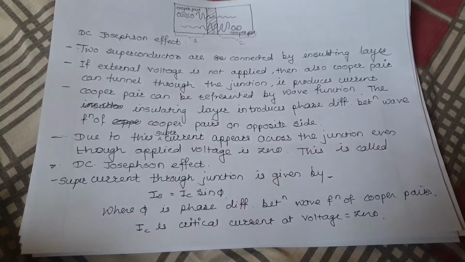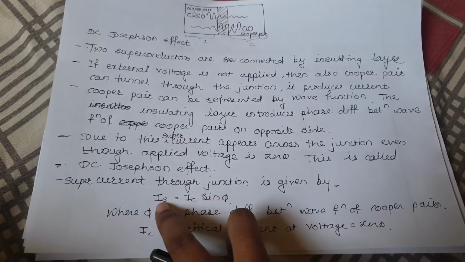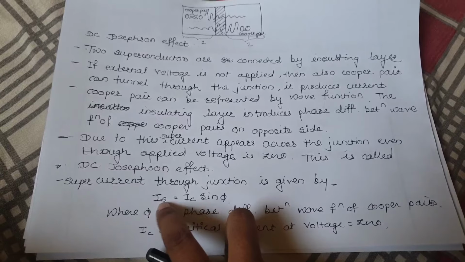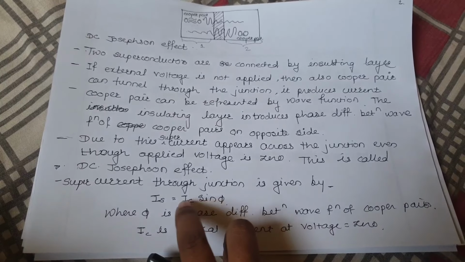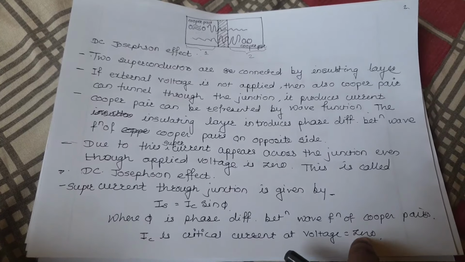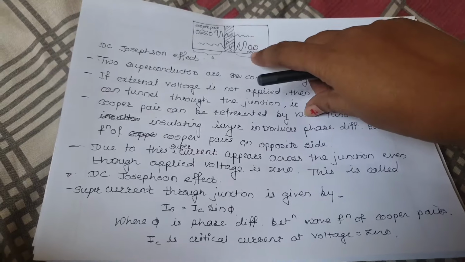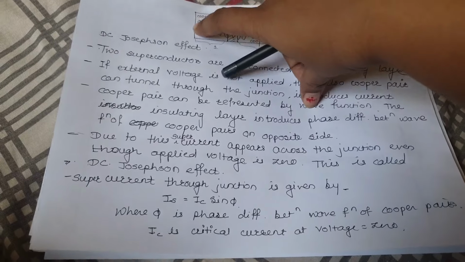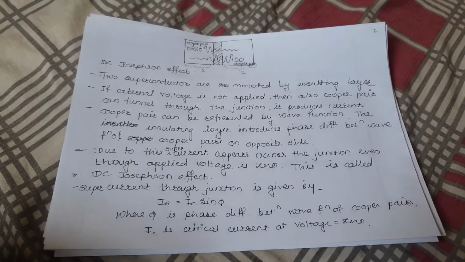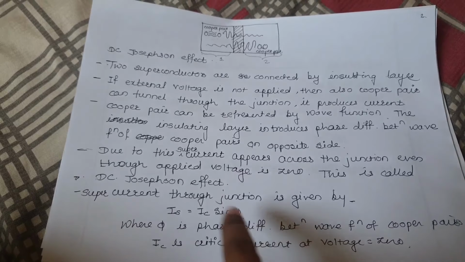Then how much supercurrent will there be? It can be given by Is. S stands for super, I is current, so supercurrent is equal to Ic sin phi. Here Ic is the critical current at voltage equal to 0, and phi is the phase difference between the wave function of this Cooper pair and this Cooper pair. By using this formula we can find the supercurrent through the junction.